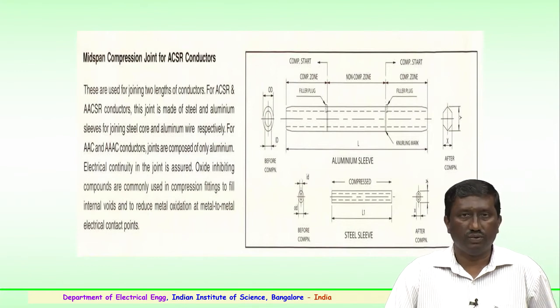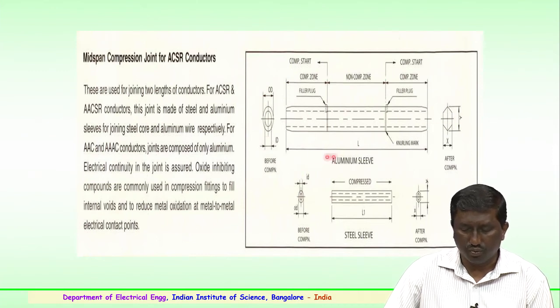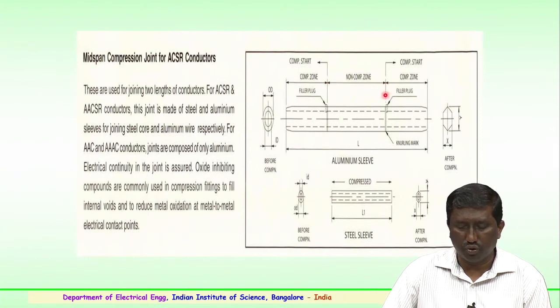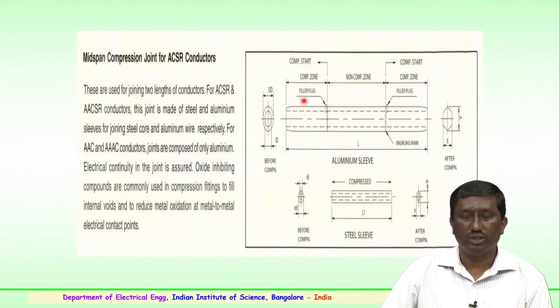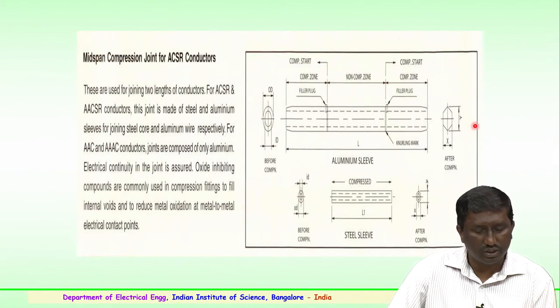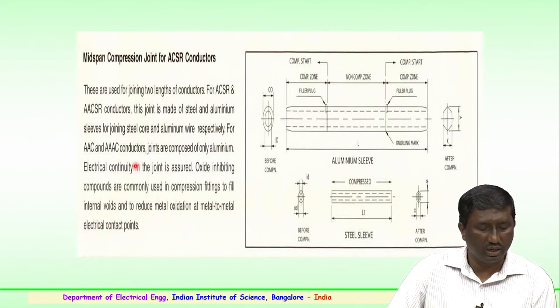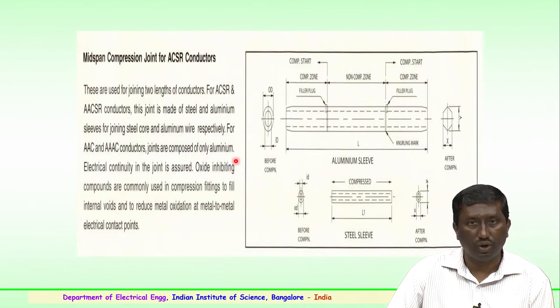The details of the mid-span compression joint, which is used for various conductors, typically consist of an aluminum sleeve having a filler, a plug at both the ends, and it has a compression zone on both the sides, and a non-compression zone. This non-compression zone will help in binding the conductors from both the ends, which is used for joining two conductors for ACSR or any other type of conductors. This joint is made of steel and aluminum sleeves, particularly for joining steel core and aluminum wire respectively. For AAC and AAAC conductors, joints are composed of only aluminum.